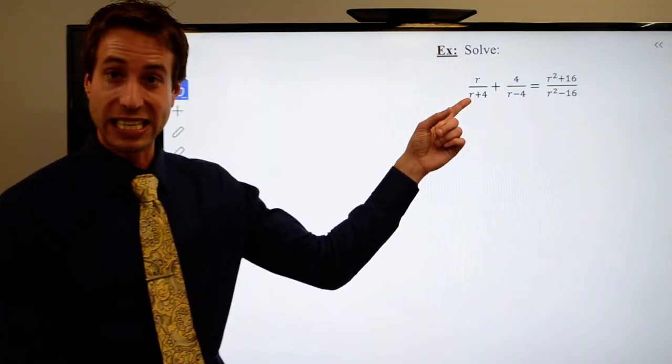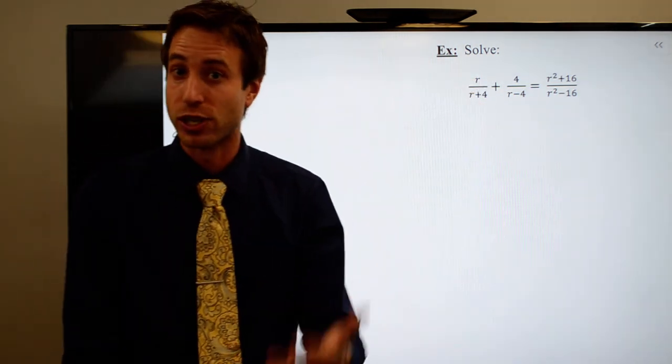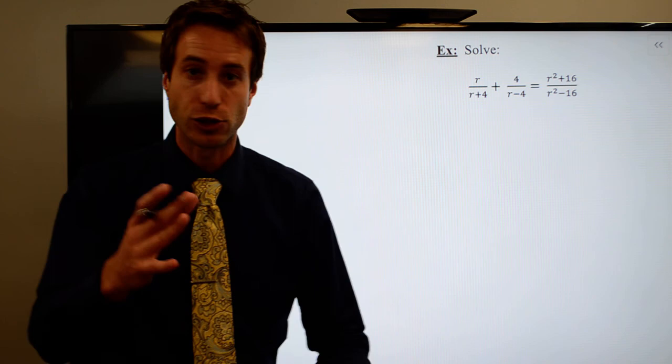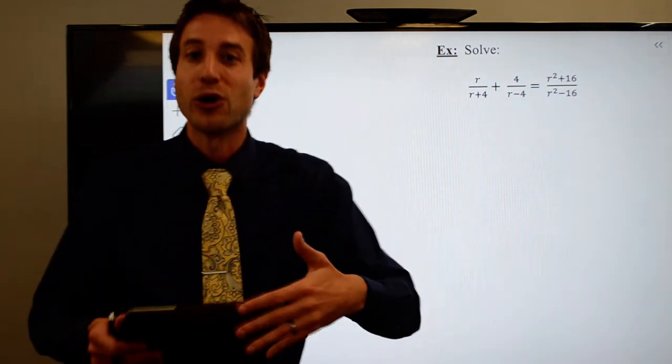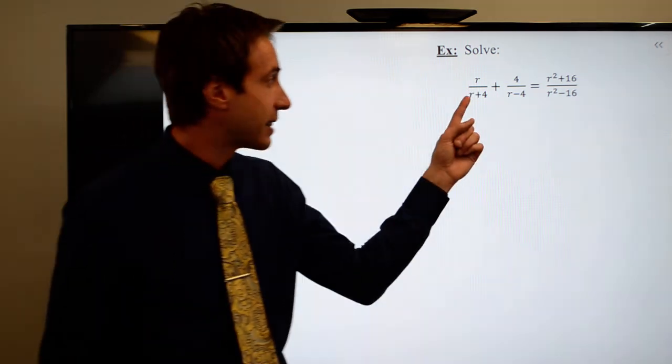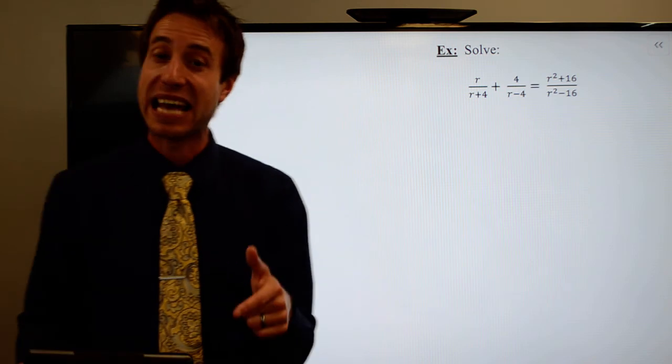Or we'll take a look at this one. Something interesting happens in this one as well, and we'll take a look at it when we get there. So again, we're just going to start off by finding the LCM. Remember, the way this works is I want to eliminate those denominators. I want to make these denominators go away, and we do that by multiplying everybody by the LCM.